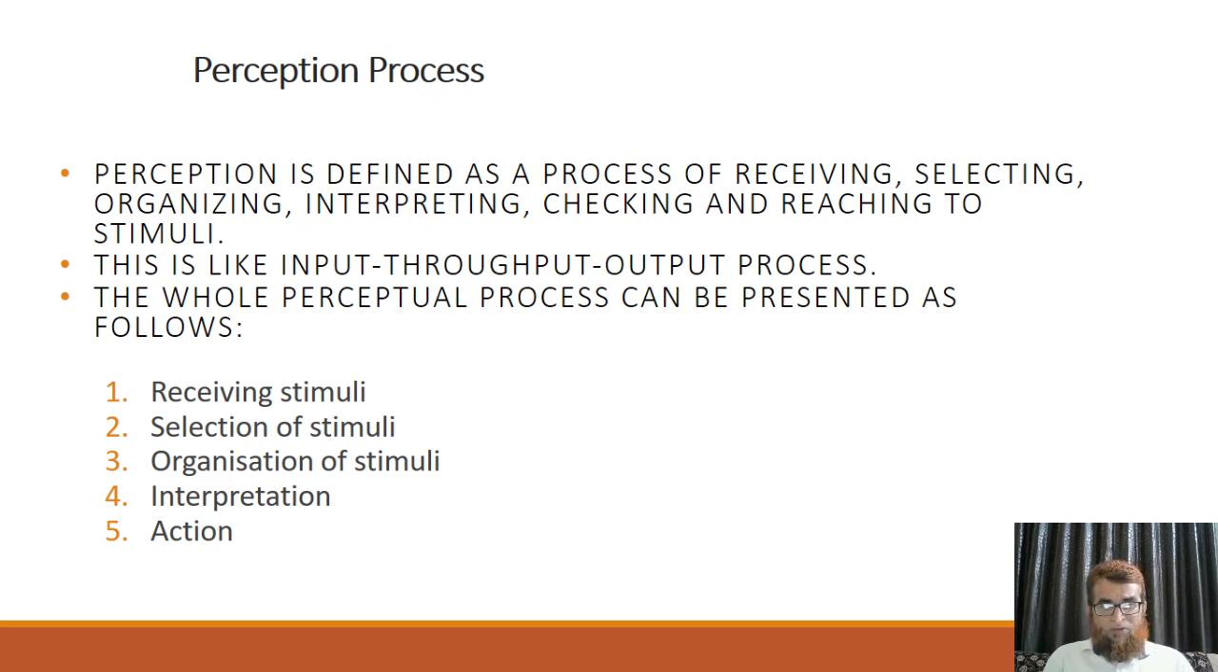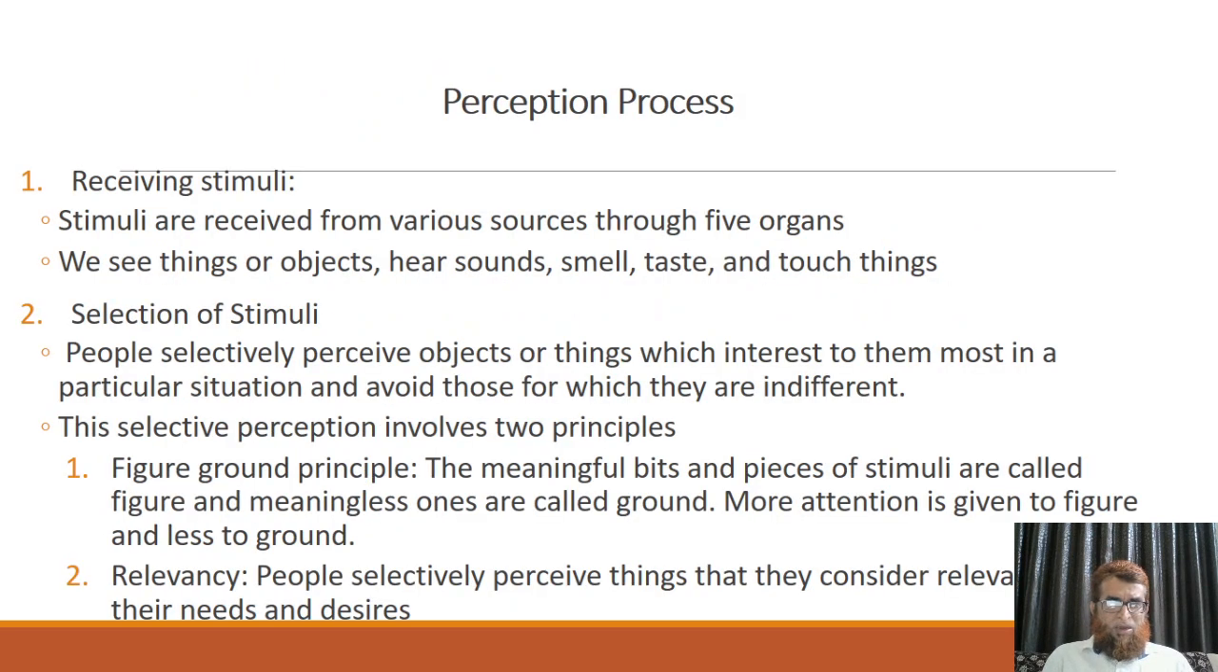Perception is defined as a process of receiving, selecting, organizing, interpreting, checking, and reacting to the stimuli. This is like input, throughput, output process. The whole perceptual process can be presented as receiving stimuli, selection of stimuli, organization of stimuli, interpretation of stimuli, and action. Let us discuss them one by one. First one is receiving stimuli. Stimuli are received from various sources through 5 organs. We see things, objects, hear sounds, smell, taste, and touch things.